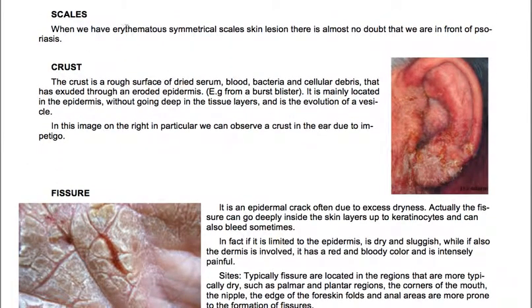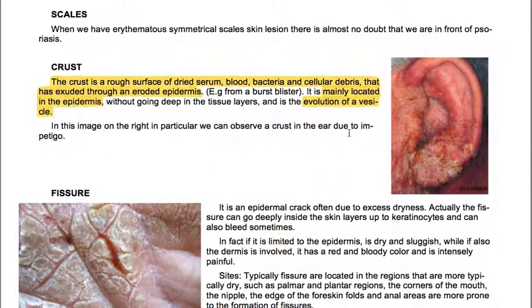Scales. When we have an erythematous symmetrical skin lesion, there is almost no doubt that we are in front of psoriasis. Crust. Crust is a rough surface of dried serum, blood, bacteria, and cellular debris that has exuded through uneroded epidermis, such as in case of a burst blister. It's mainly located in the epidermis without going deep in the tissue layers, and is the evolution of a vesicle.